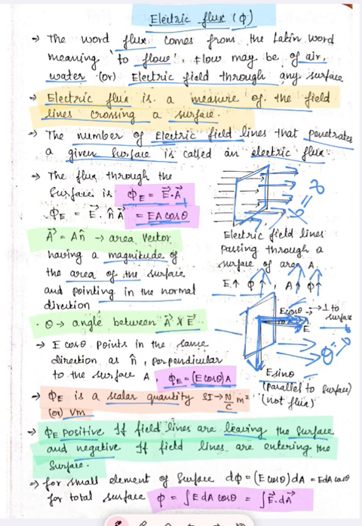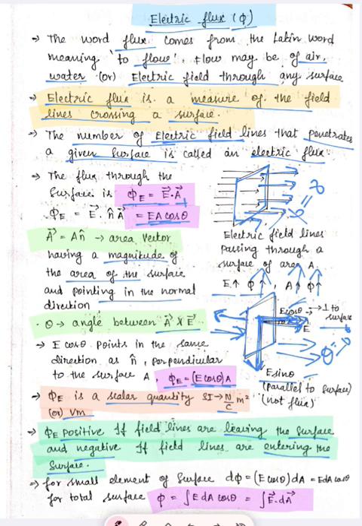When field lines are entering into the surface, the field lines are entering into the other side of the surface. On the other side, the field lines are anti-parallel to the area vector. For this surface, the area vector is in this direction, and electric field lines are entering in this direction. So theta is 180 degree on this side. Cos 180 degree equals -1. So when field lines are entering into the surface, the flux is negative, and when field lines are 90 degree to the area vector, flux is 0.